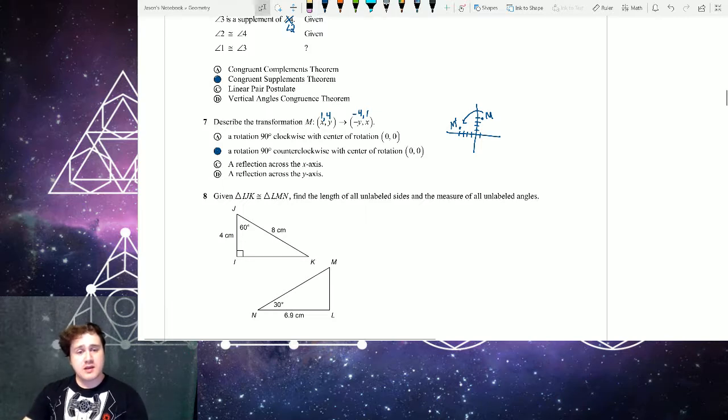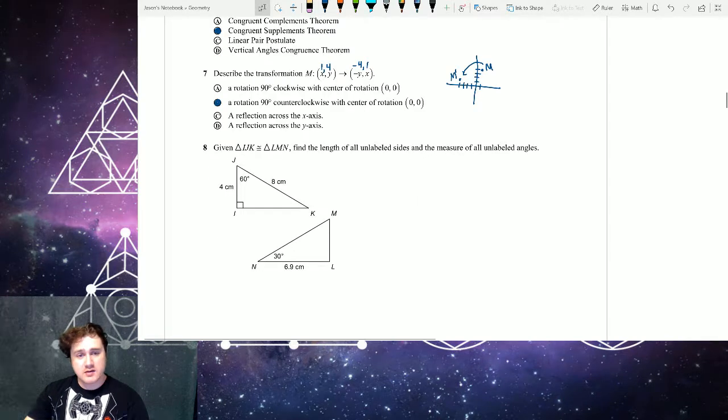Alright, that then takes us to number 8, where it says triangle IJK is congruent to triangle LMN. Find the lengths of all the unlabeled parts. So here's the thing with this one. We didn't really necessarily discuss this, but if two things are congruent, the order of the letters matters. The first matches with the first, the second matches with the second, and the third matches with the third.